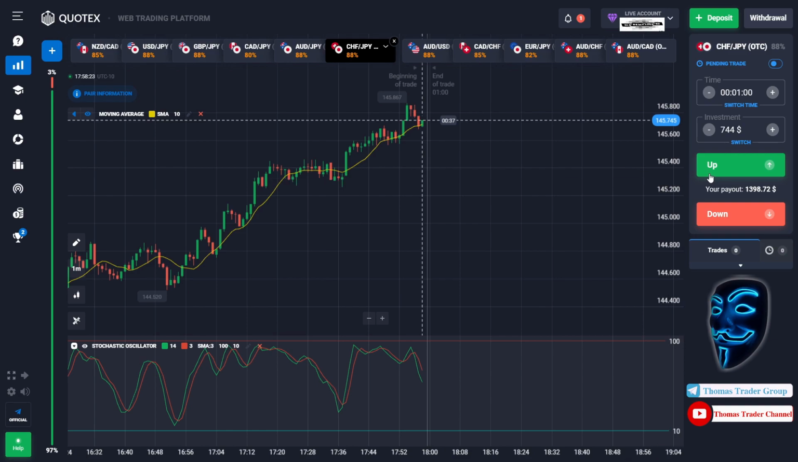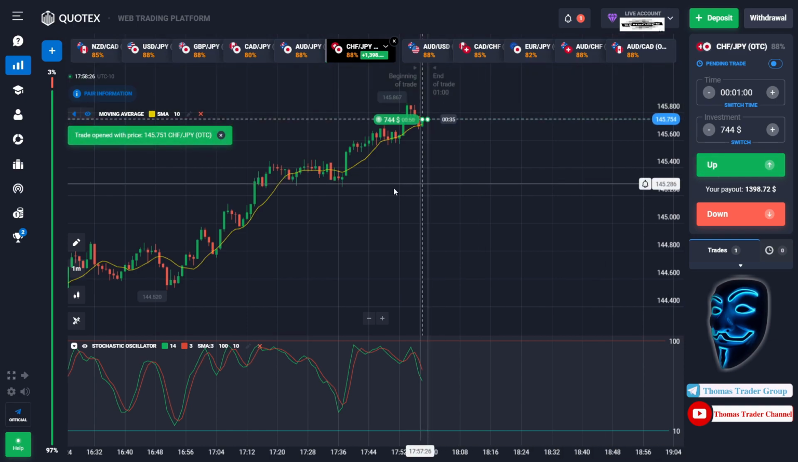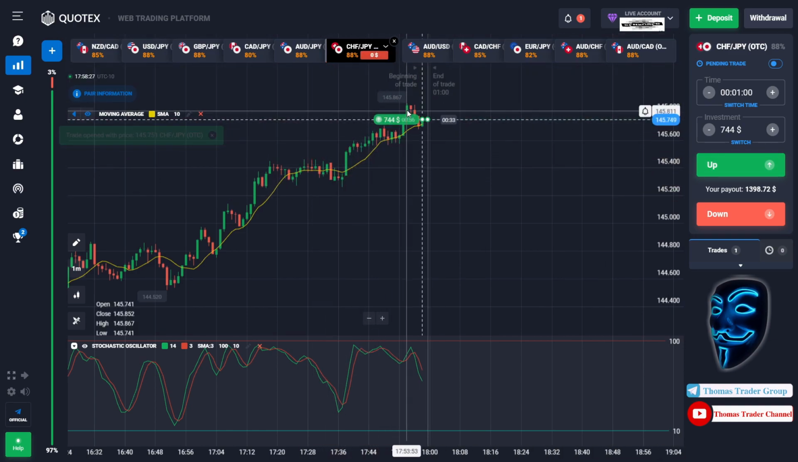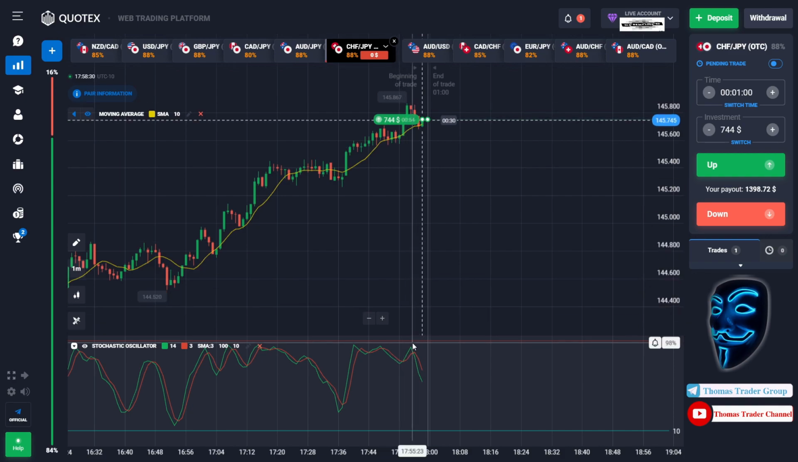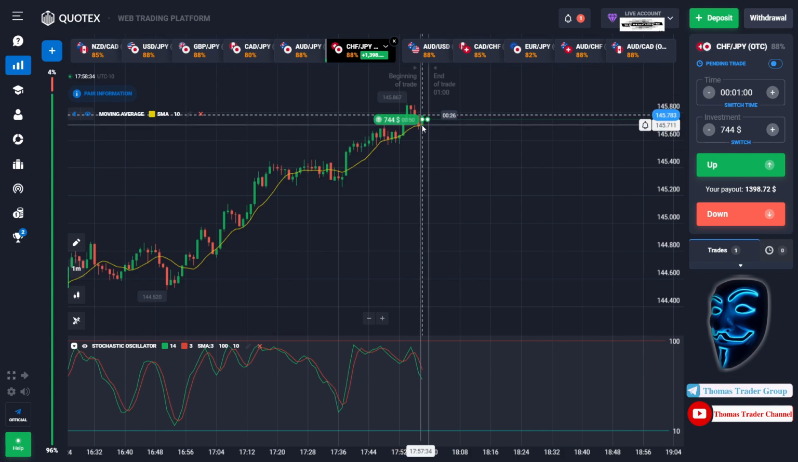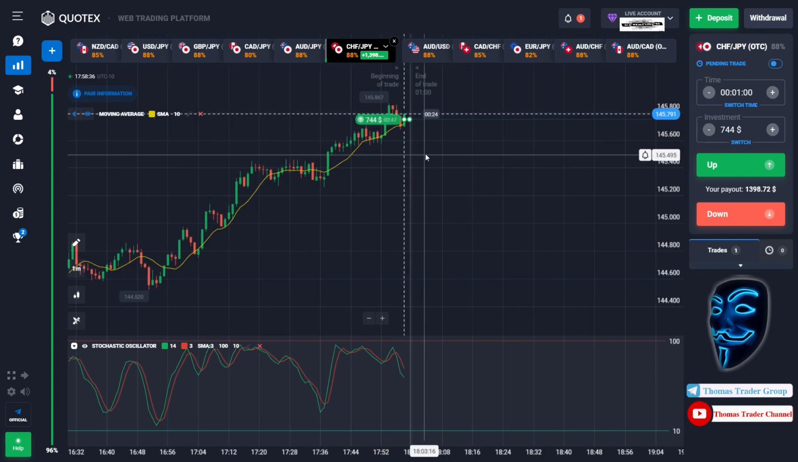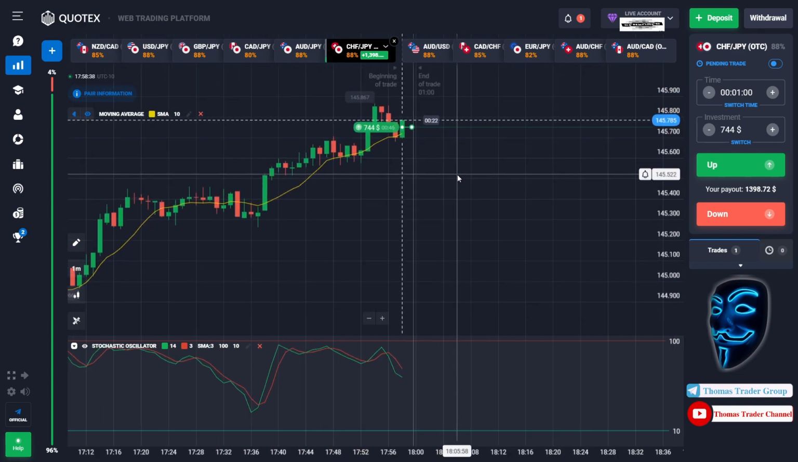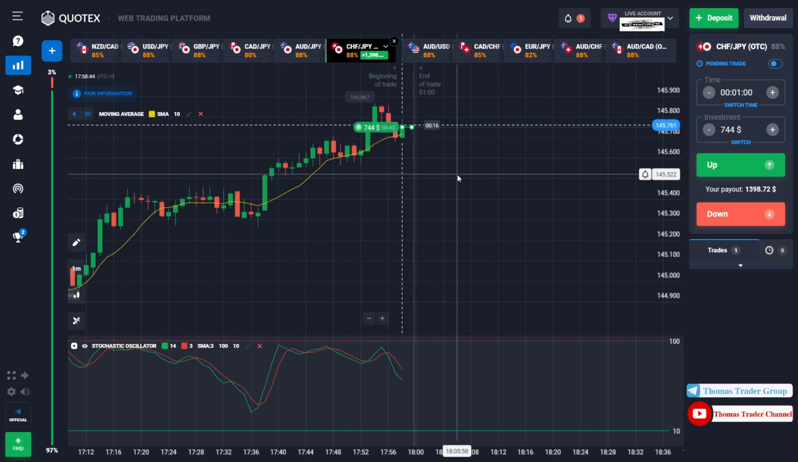And over here we can open buy for 1 minute. As you can see, the market is going bullish and the market has already touched the overbought area. When the market touches the overbought area, it will make a rebound and it will make a correction to the moving average line before it continues the bullish trend. Let's prove it and let's wait till the end of our trade.